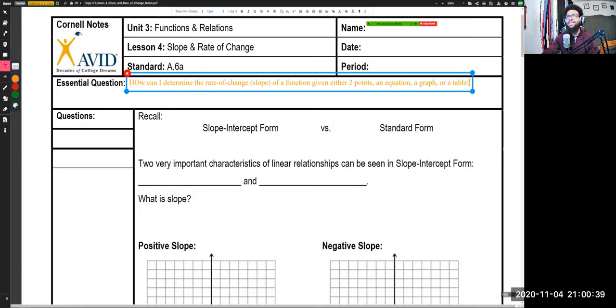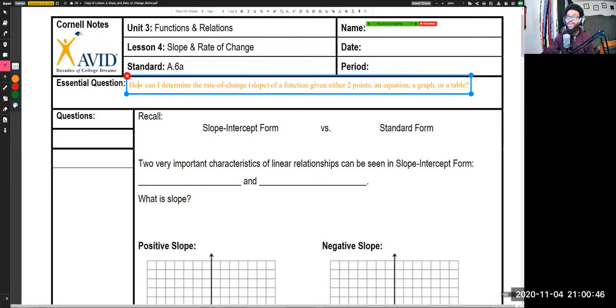Great segue that you guys asked at the start. By the end of this lesson, we will know how to determine the rate of change, which is a slope, the rate of change of a function given either 2 points, an equation, a graph, or a table. We will know how to do that. All right. So let's get into it. In that previous set of notes, the 3A notes, we went over what slope intercept was and what our standard form was.